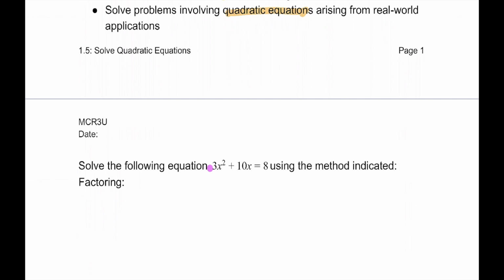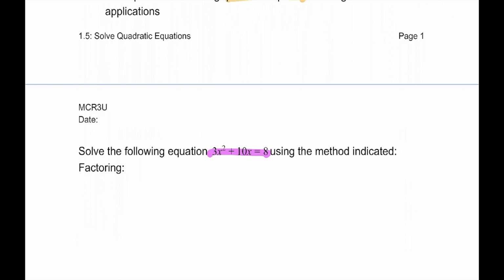So here we're given 3x squared plus 10x is equal to 8. We're going to solve this in a few ways. First, factoring. This is very similar to what we just did above. We need one side equal to 0, so I'm going to subtract 8 from both sides. So you get 3x squared plus 10x minus 8 is equal to 0.